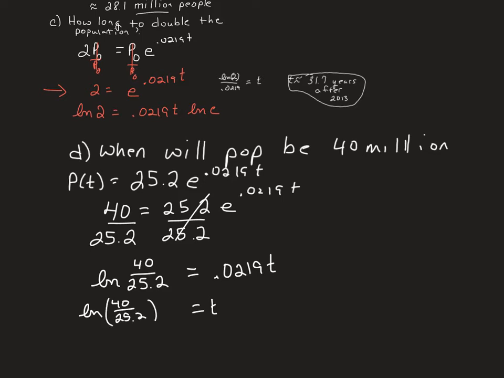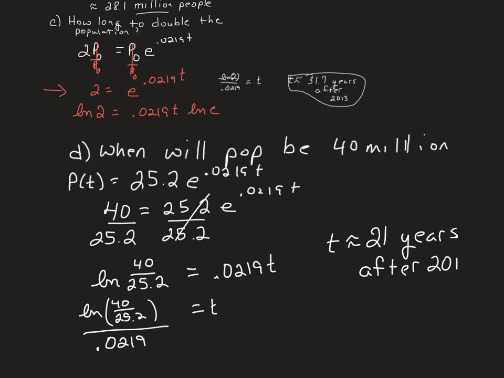This whole thing's in parentheses, divided by 0.0219. Let's put that in real quickly. The natural log of 40 divided by 25.2, close your parentheses, divided by 0.0219, and we get approximately 21 years. And it'll take approximately 21 years after 2013, which was our initial year.